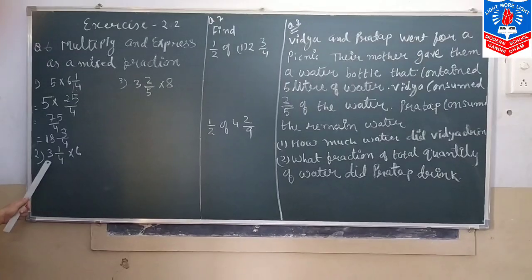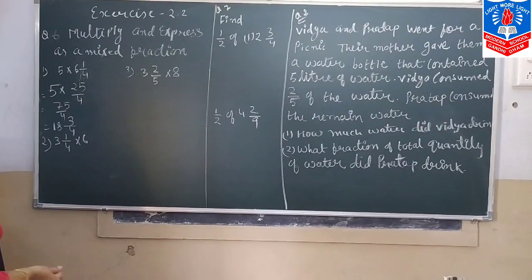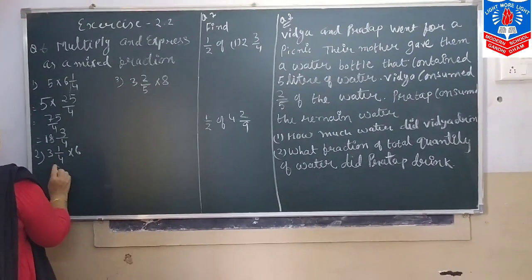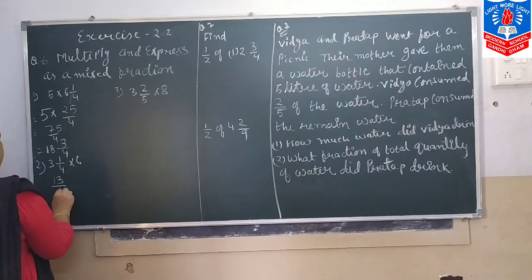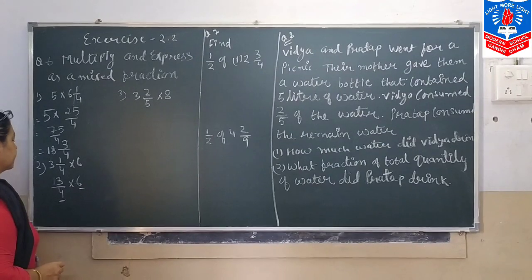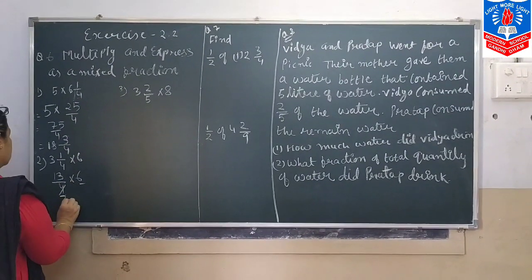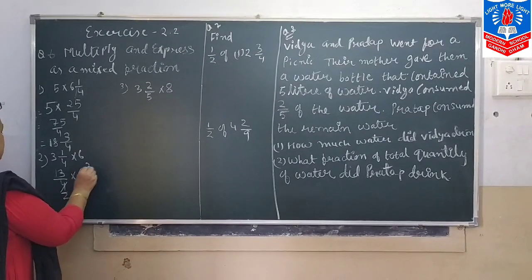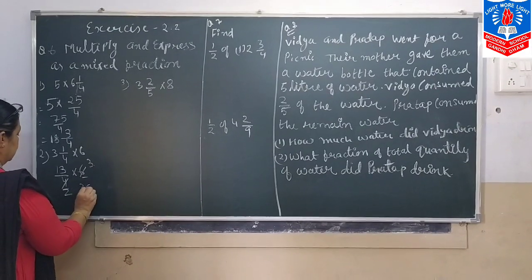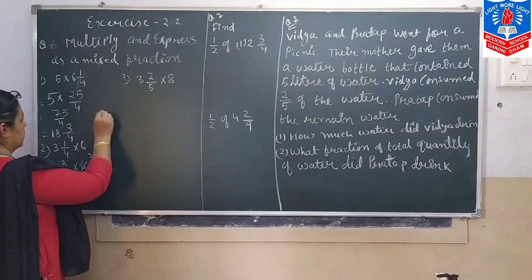Here also, the second one. Here also a mixed fraction is given, so we convert into simple fractions. 3 fours are 12, 12 plus 1, 13 by 4 into 6. Here is 4 and here is 6. Both are divisible by 2. So 2 twos are 4, 2 threes are 6. 13 threes are 39, 39 by 2. We convert into a mixed fraction.